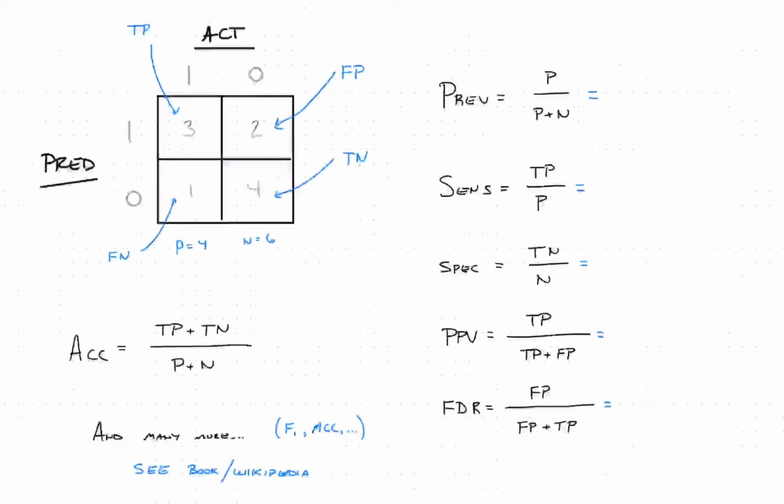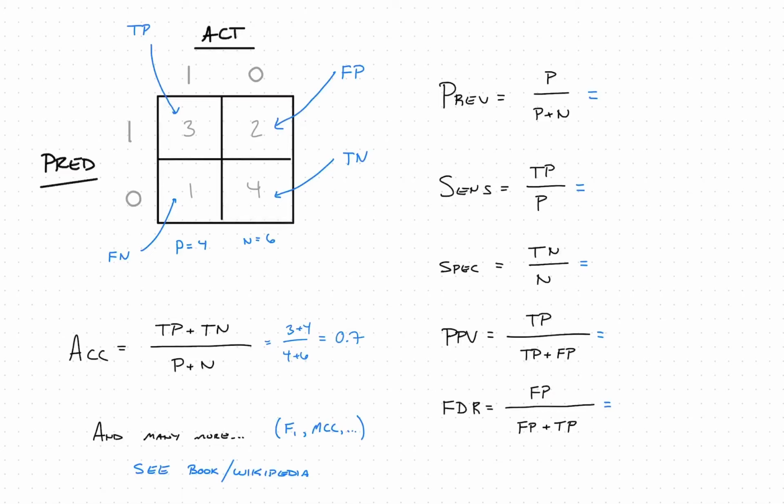But now in terms of these new things we've defined, the accuracy is the true positives plus the true negatives, in other words the diagonal there, divided by the total number of observations, which could also be the positives plus the negatives. So we have 3 true positives plus 4 true negatives divided by 4 positives plus 6 negatives for a 0.7 accuracy. And I'd also note that the accuracy is 1 minus the misclassification rate.